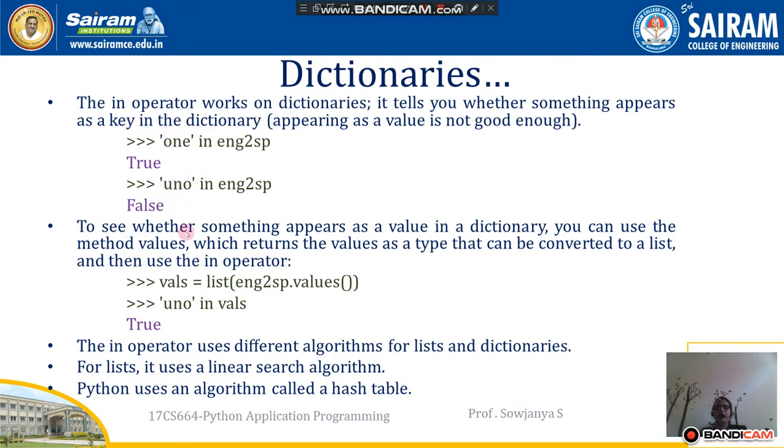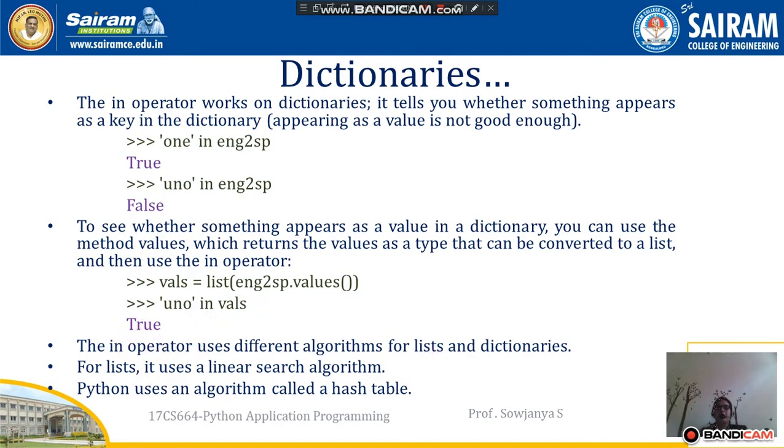If you want to see whether something appears as a value in the dictionary, you can use the values method, which returns the values as a type that can be converted to a list. How can we do this? We create a variable vals, and then list of eng2sp.values(), and then check UNO in vals. You have to convert it to a list and assign it to that variable. So if you print UNO in vals now, obviously it will return True.